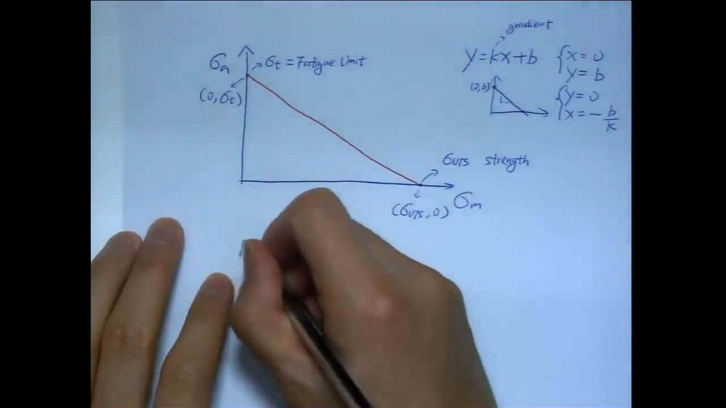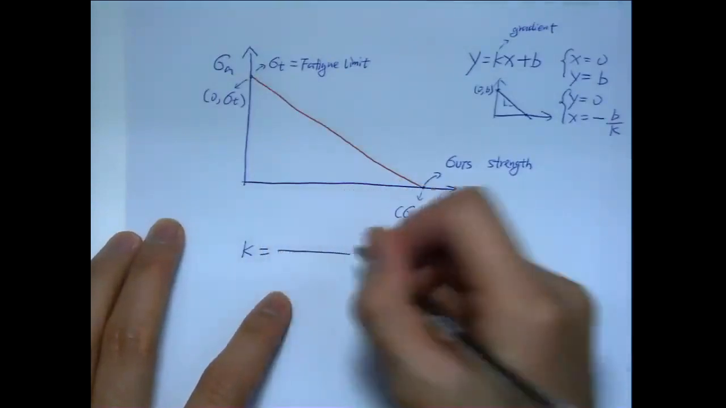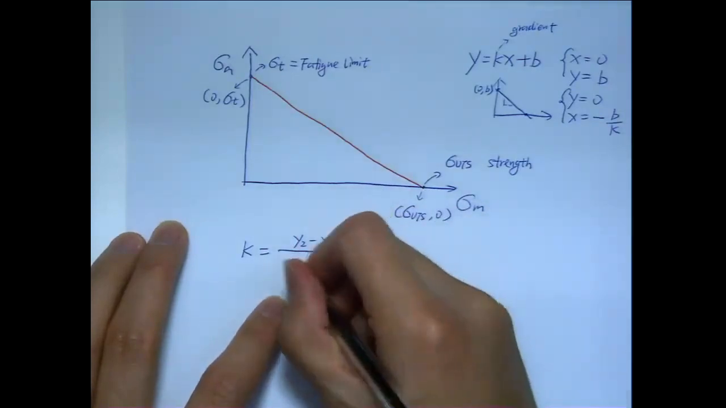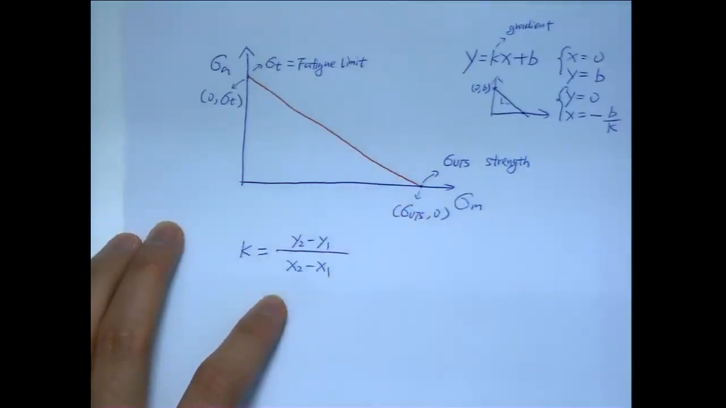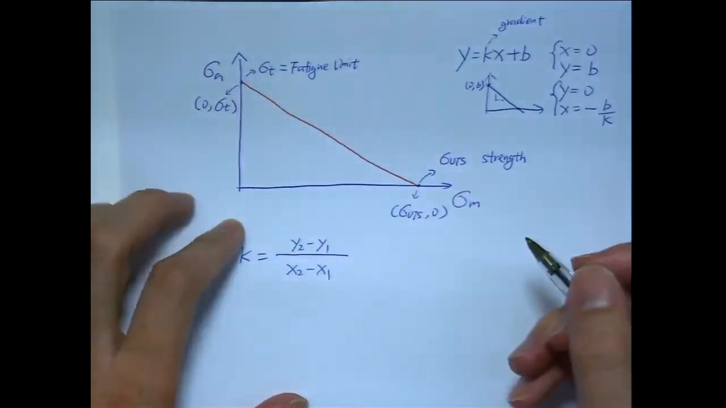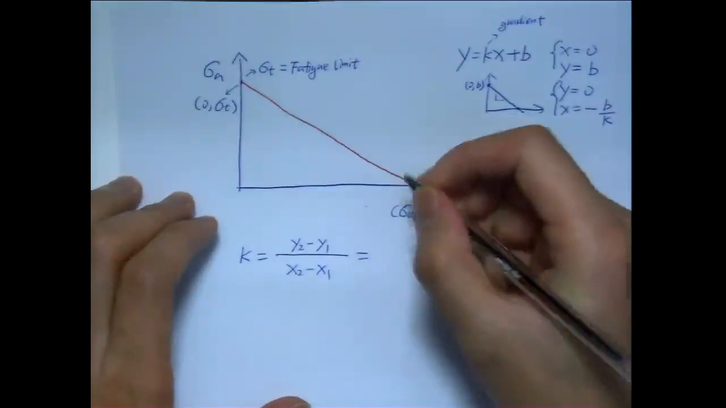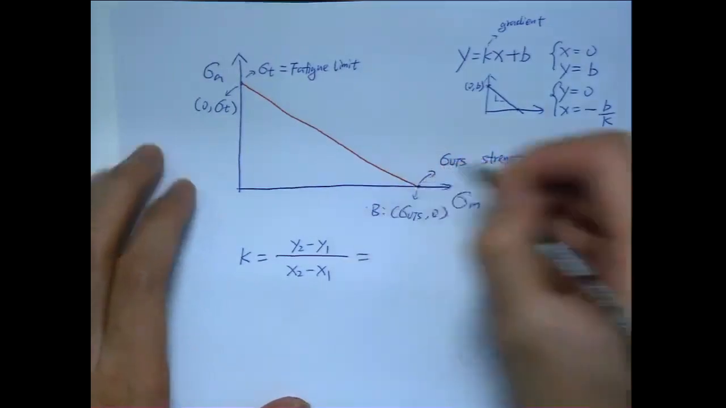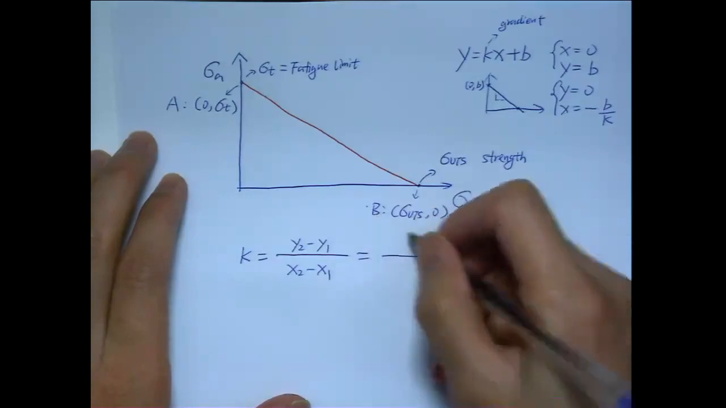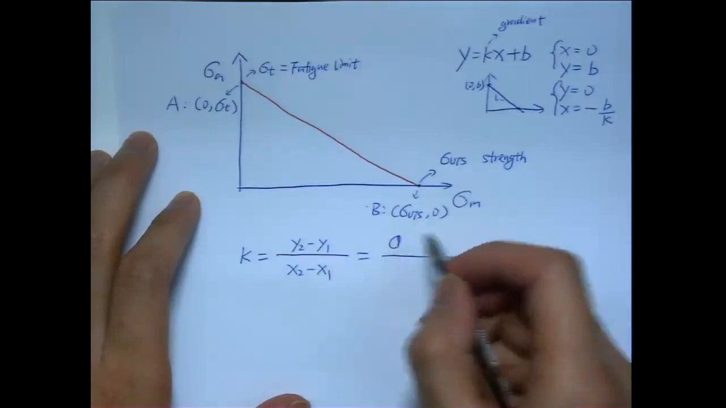So let's work out the gradient of this curve, which by the definition of the gradient is basically y2 minus y1 over x2 minus x1. That's the definition for the gradient of a line. So now we know, say this is point A and point B. Let's type this point as, so for this case, y2 is 0.